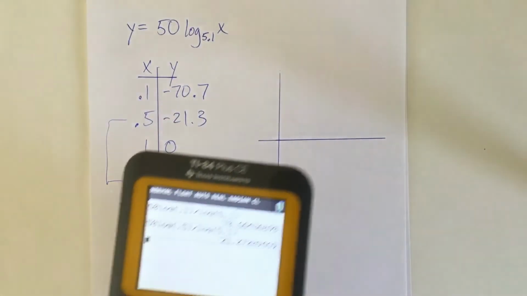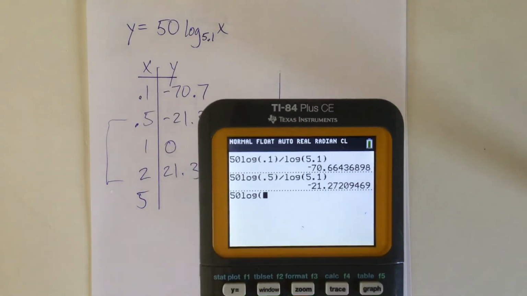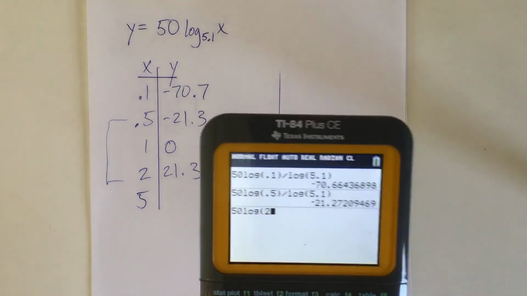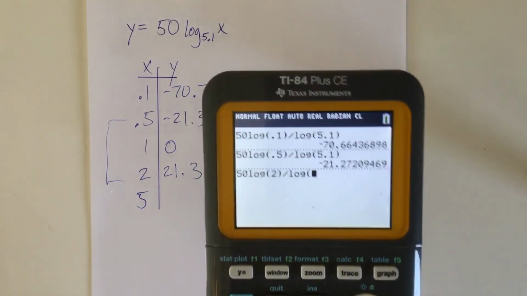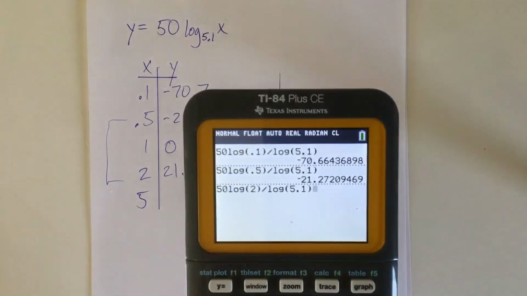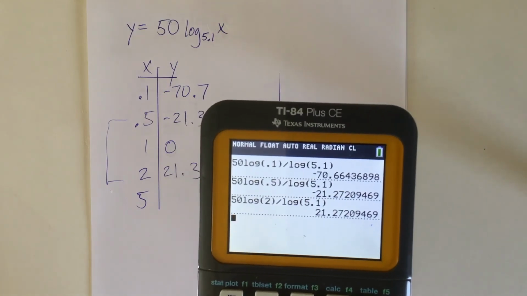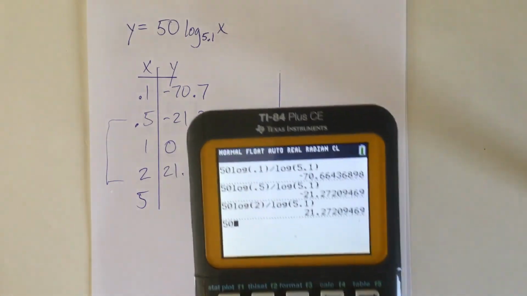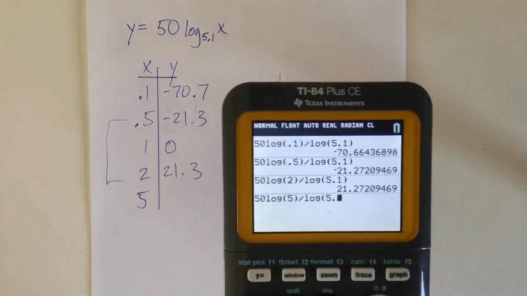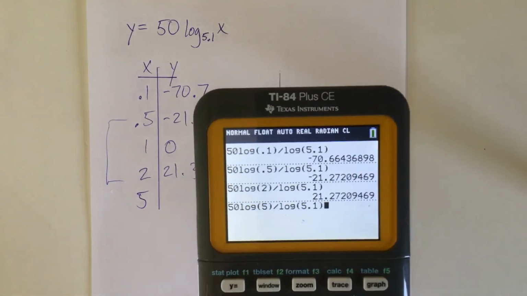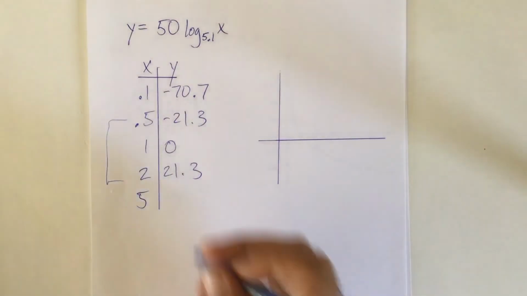For 2, it should be positive 21.3, because I know log of 1 is 0. Well, let's just verify it. There's a reason he wants me to use these numbers every time, because they do save me some time if I do it correctly. And they're the exact same number, 21.3. How about the last one? So we go 50 log of 5 divided by log of 5.1, and we get 49.4-ish. So we'll call it 49.4.